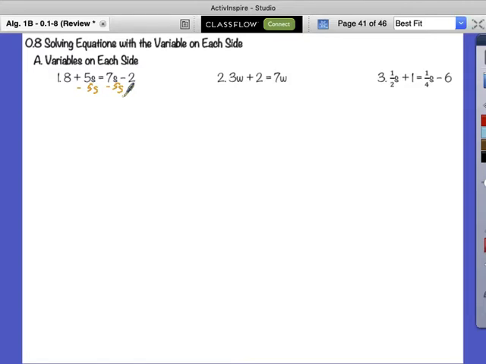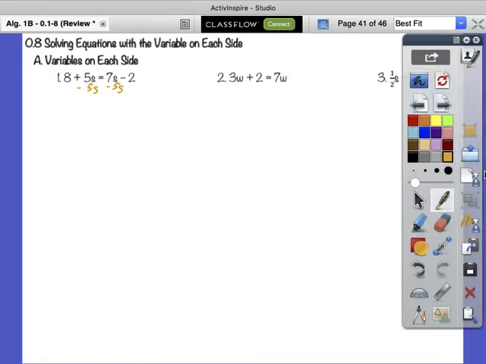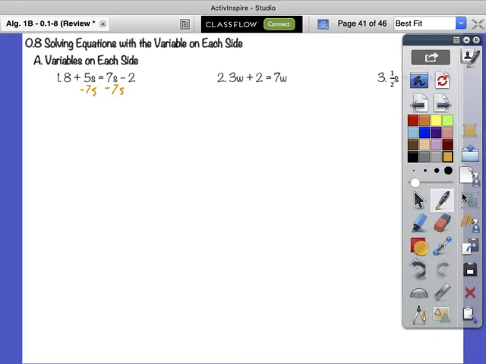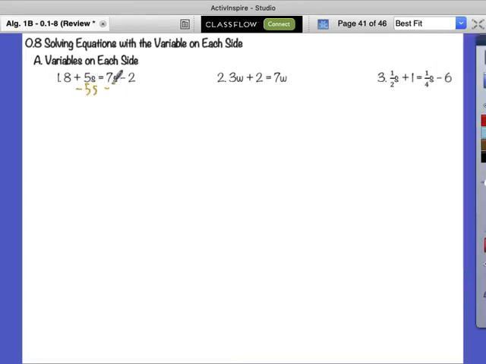Our other option, which I don't like as much, just to be real, is to subtract 7s and move it to the other side. That would give us a negative 2. Do we like negatives or positives more? Positives. So let's try and move the smaller one rather than the bigger one. So let's subtract 5s from both sides.